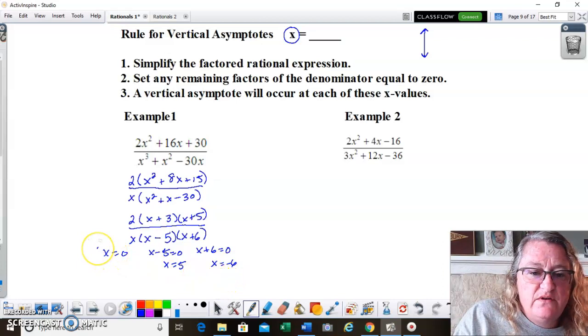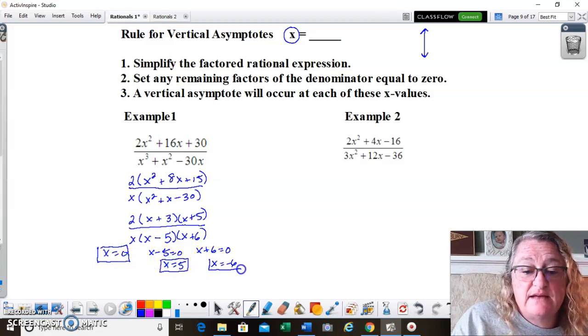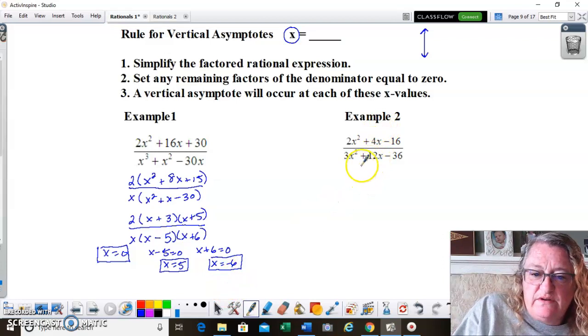So we actually have 3 vertical asymptotes here. Vertical asymptotes will happen at each one of these. So it'll be a lot like that last graph we looked at, that it'll have 3 vertical lines that split the branches of the graph. So let's try it with this one over here.